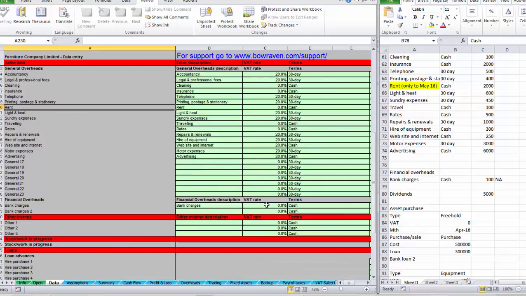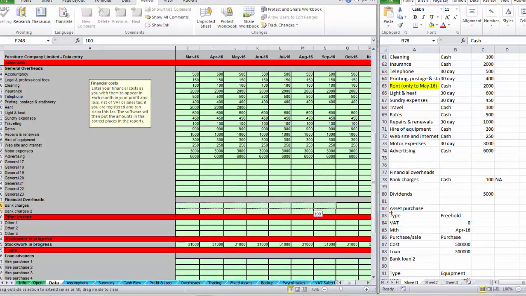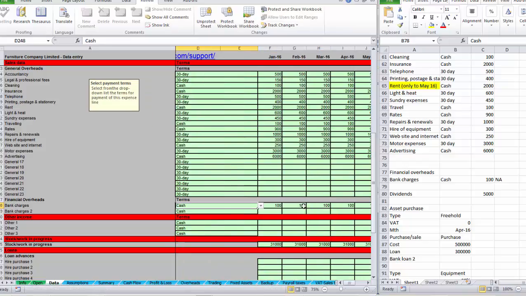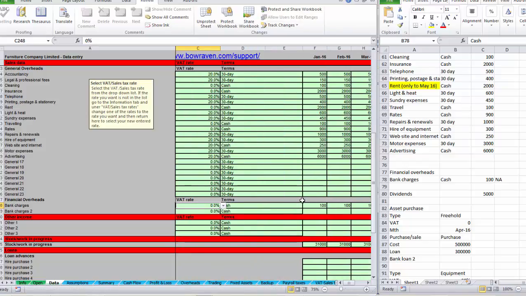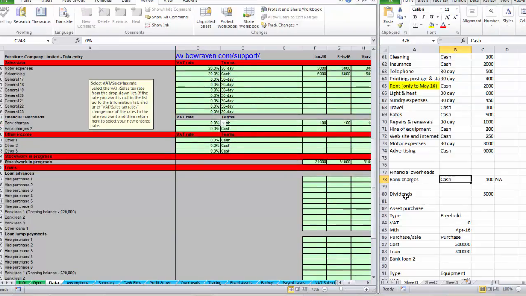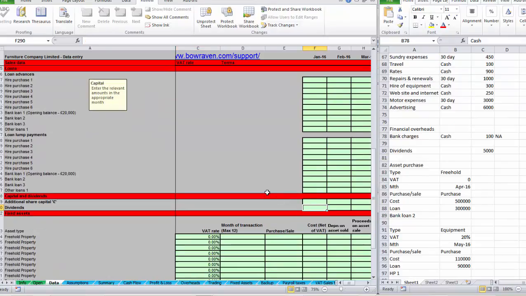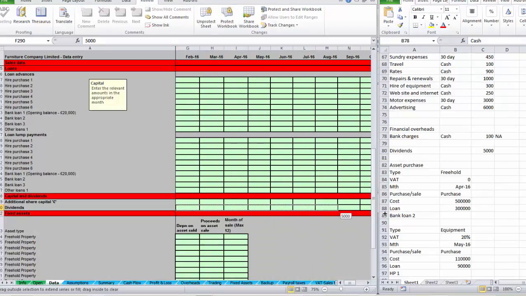Now I've got some bank charges. So they're already set up. No VAT and they're paid cash, so immediately. And that's £100 a month. So just copy that across. And again, of course, in yours, you may have different amounts. They may go up and they may fluctuate. Dividends. The company pays dividends of £5,000 a month. Copy that across.